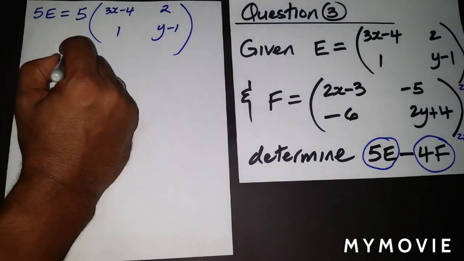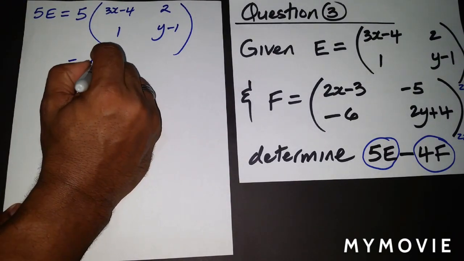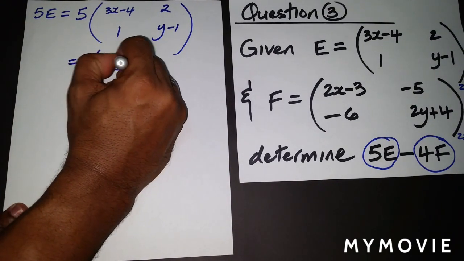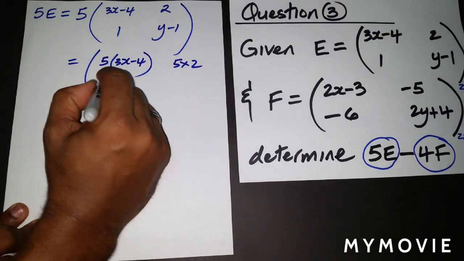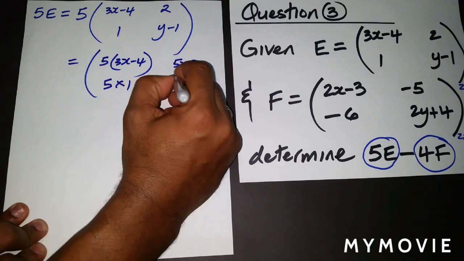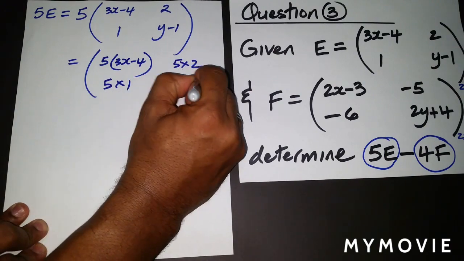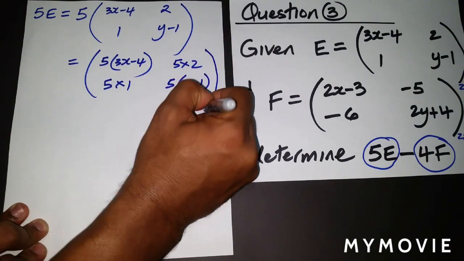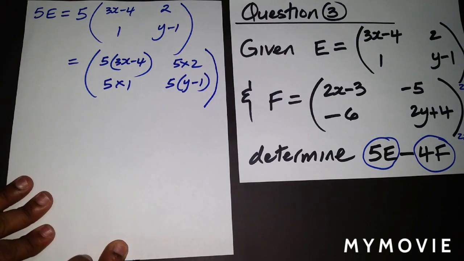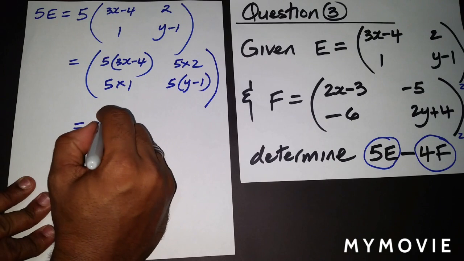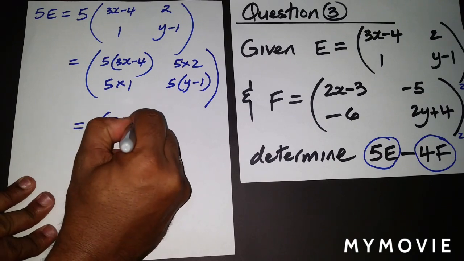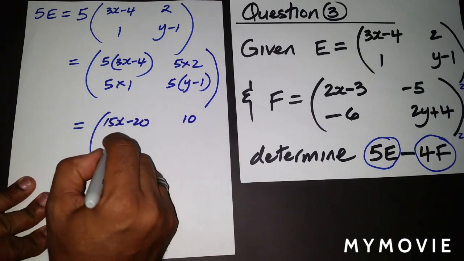So again, with algebraic expressions, obviously they have to be in brackets. You know this. 5 times 2 here, 5 times 1, and 5 open bracket y minus 1. All right, you take it in stages and you do that. Okay, so we expand this, so we end up with 15x minus 20, that's 10.